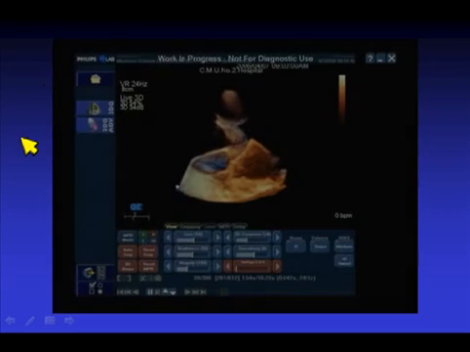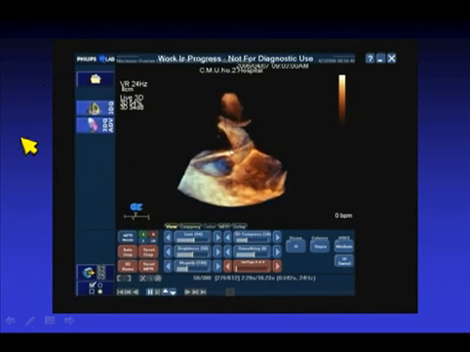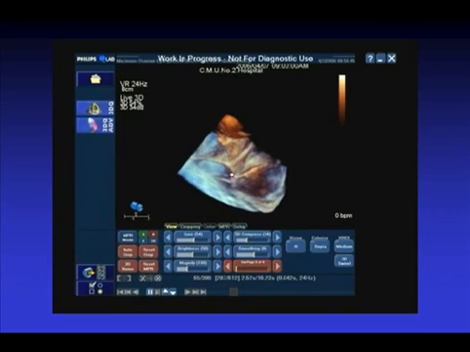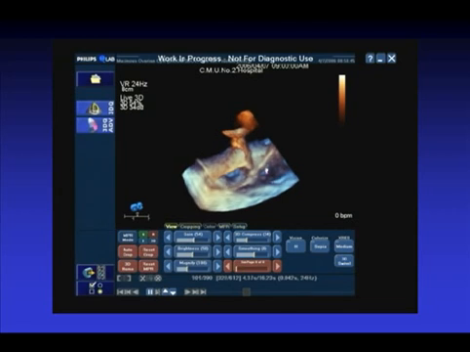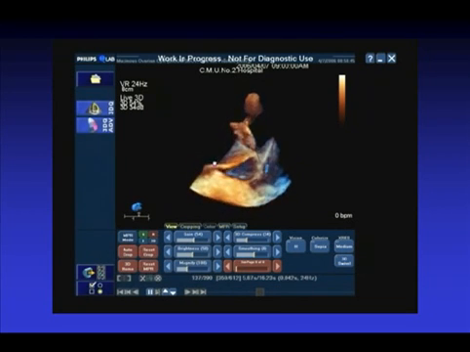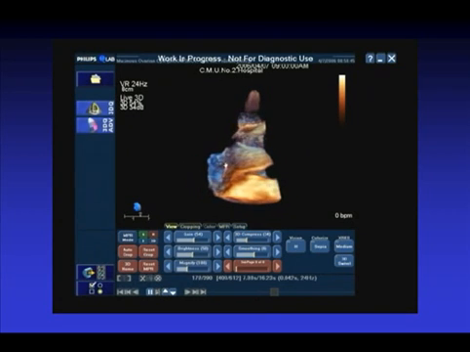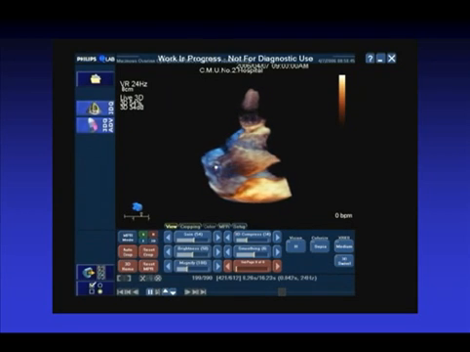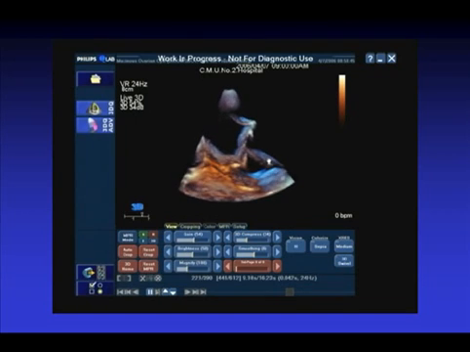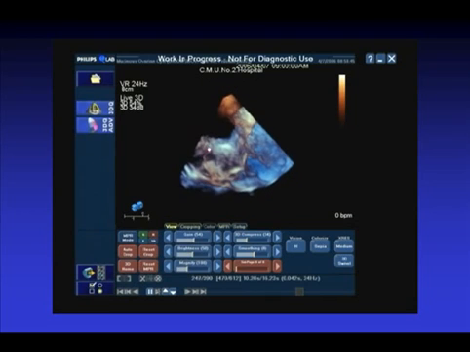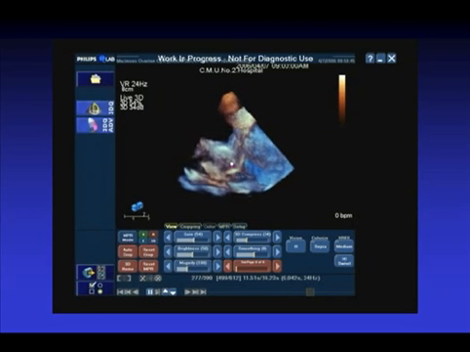This is an image sent to me by Dr. Wen Chen from Peking, and this is an ovarian mucinous tumor. And as you can see here in 3D, we've color-coded the sepia or orange is closer, the blue is further away. And we can see beautifully the internal septations in this ovarian tumor using this 4D technology.